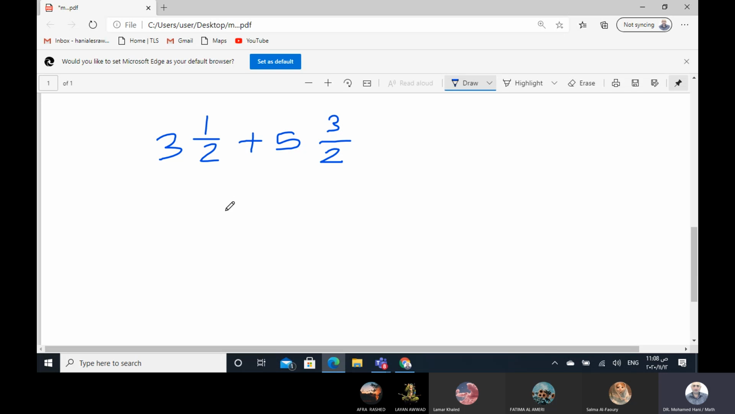Listen to me, please. When you have mixed numbers and you want to add them, look at the denominators in the fractions. If you have the same denominator, it means you have like fractions, so you can add directly. How to add the two mixed numbers? Add the whole number to the whole number. 3 plus 5 will be 8. Go to the fractions with the same denominator. Here we have 2, here we have 2, so write 2. Then add the numerators. 1 plus 3 will be 4.